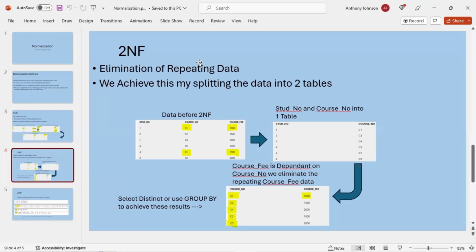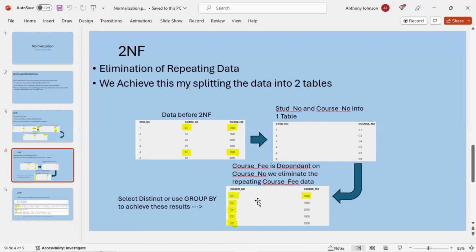So what we do here is we take the student number and the course number and we create a unique combination amongst the two. So let's compare the diagrams. You see number 1 and number 4, they both have C1. But they're unique though, because 1 has C1 and then 4 has C1. Hopefully I didn't confuse you there.